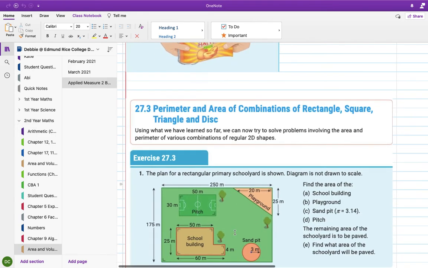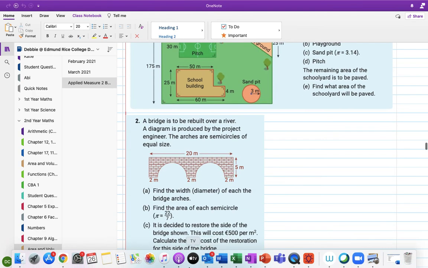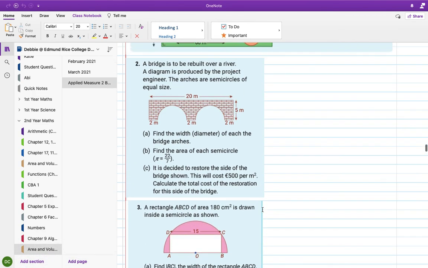And okay, the next section here is just combining rectangles, squares, triangles, and discs, or circles. So we've done all this. So we did rectangle and square in the first chapter. We did triangles on Friday. And then we did circles today. So I'm going to give you one of these. Just one. And see how you get on.